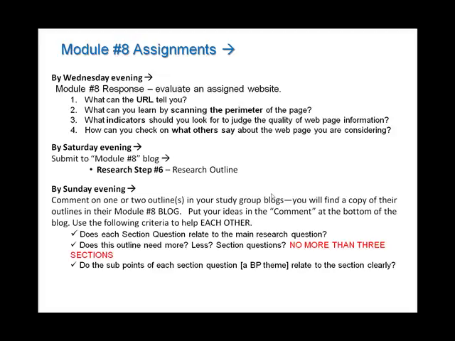By Sunday evening, I'd like you to take a look at 1 or 2 outlines of others in your group and comment on them. So at the bottom of the blog of 1 or 2 of your peers, I'd like you to answer the following questions about their outline. Does each section question in their outline relate to the main research question? The next thing is, does the outline need more or less section questions? Remember, you don't want more than 3 section questions, at least 2. So you can make that judgment, and then look at the subpoints for each of the section questions and determine whether those subpoints or topic sentences relate to the section question. Do they relate to it clearly? Are they in a good order?